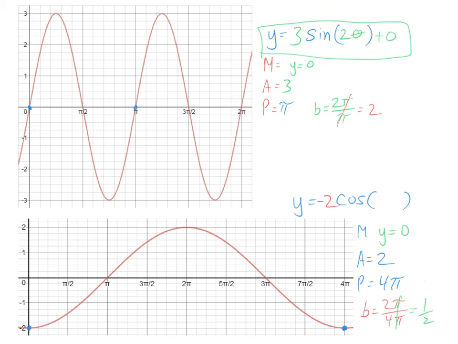Inside of here, you're going to put b x. So inside, you're going to do x divided by 2, or 1/2 x. And on the outside is your midline, which is 0. So you have a plus 0 if you want to put it. And that would be the equation.